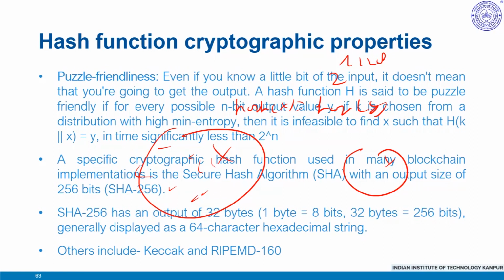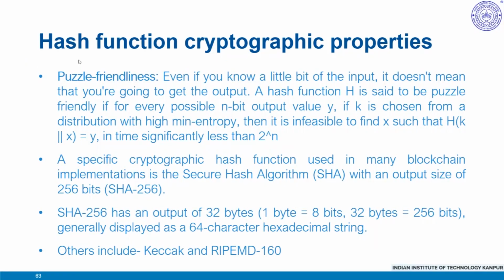There are other families of cryptographic hash functions utilized in the blockchain in addition to SHA-256, such as Keccak, which was selected by NIST as the winner of the competition for the SHA-3 hashing standard, as well as RIPEMD-160. So there are others also.